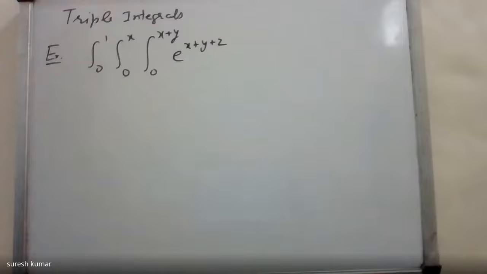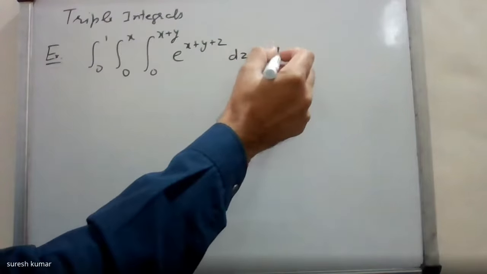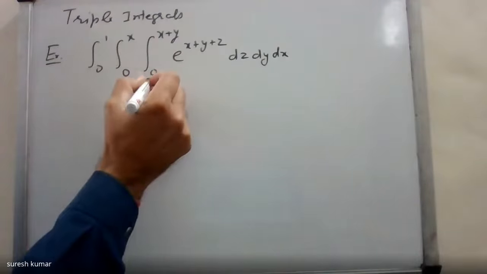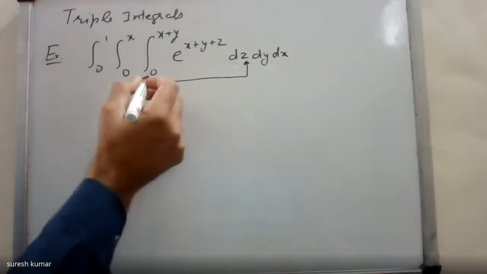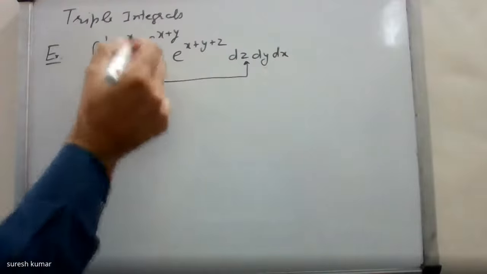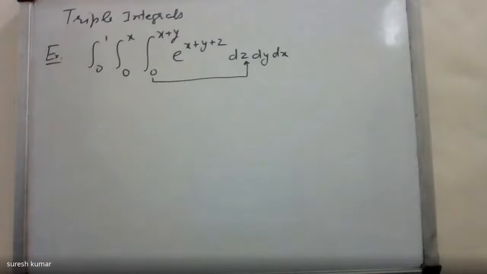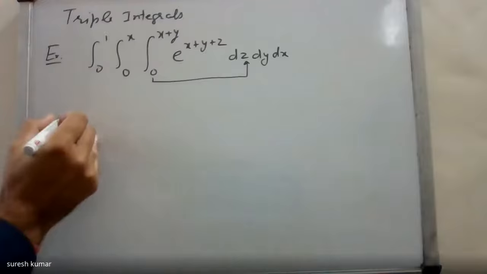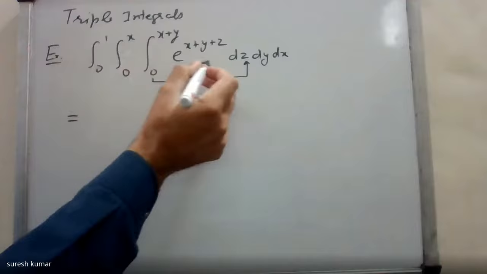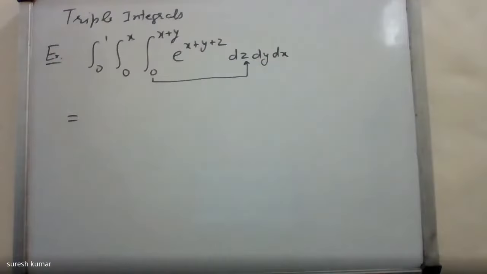Triple integral of e power x plus y plus z, dz dy dx. It is understood that these are limits for z. z varies from 0 to x plus y. 0 to x are limits for y and 0 to 1 are limits for x. So as you did in double integrals, first solve the innermost integral by considering the variable z.